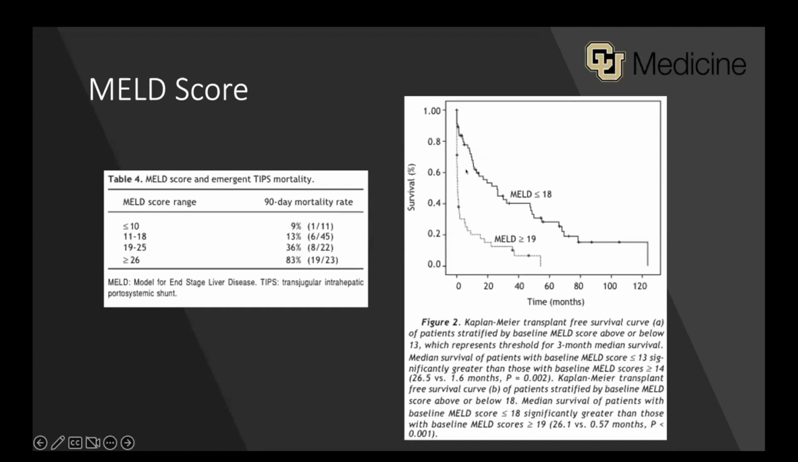What we found is that there was a difference in survival based on MELD score. So typically patients with lower MELD score, usually 18 is a good cutoff here, show improved 90-day mortality, whereas it really drops once you get above 19.